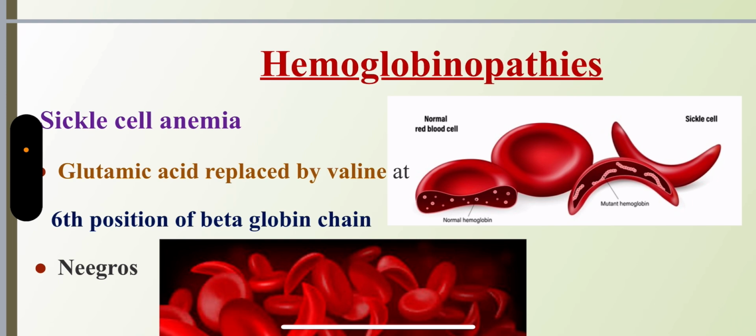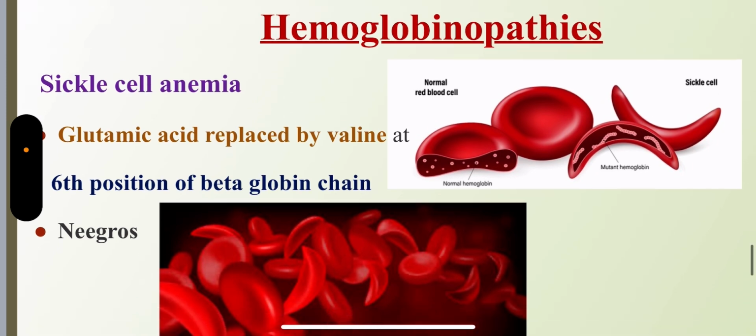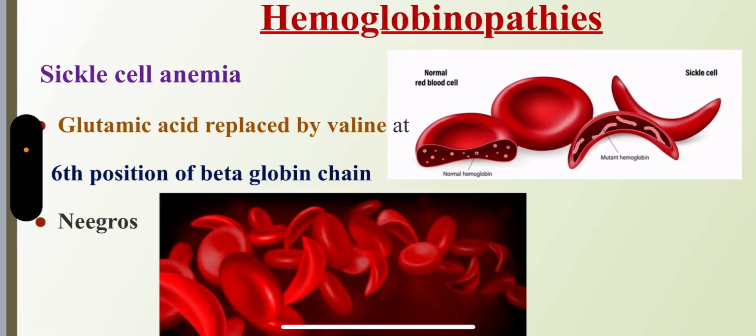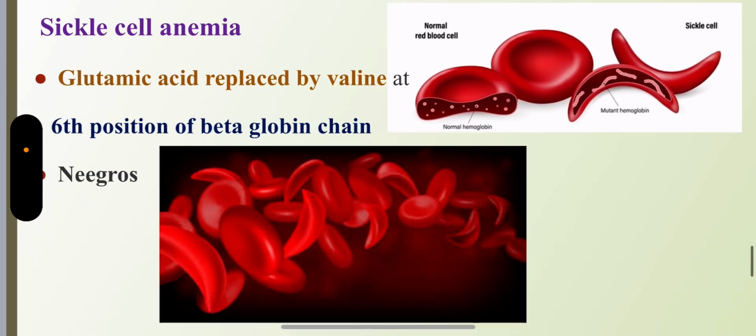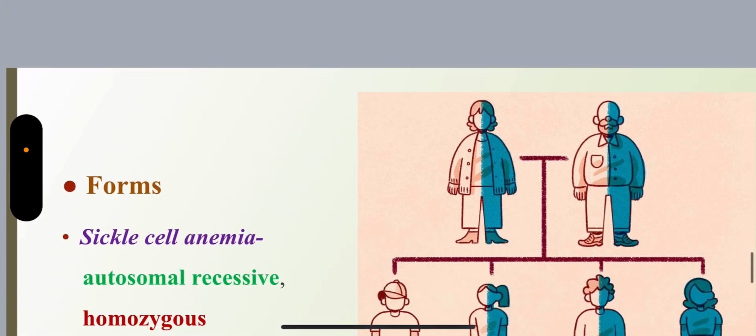Sickle cell anemia. It is a form of hemolytic anemia where glutamic acid is replaced by valine at the 6th position of the beta globin chain. It occurs in around 10 to 20% of Negroes and has origin from the African black population. You can see here the sickling of the RBCs. As the name suggests, sickle cell anemia. Anemia is there and RBCs become sickle shaped.